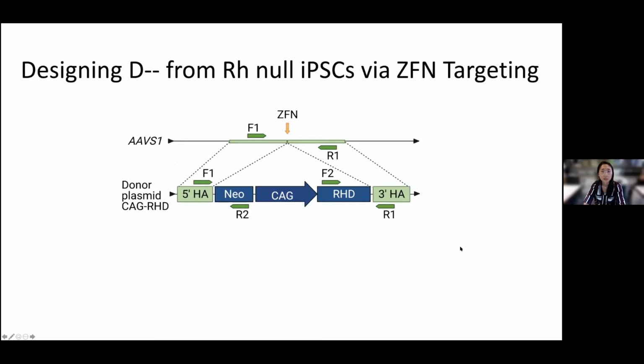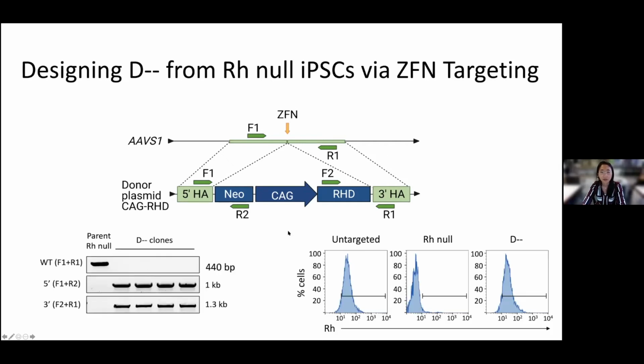And then using the RH null iPSCs as a background, we reintroduced RHD into the AAVS1 safe harbor locus. We screened using PCR again, and then when we differentiated our cells and then looked for RH on the cell surface, we saw that RH expression was restored, whereas the RH null cells that were used as the parent did not have any RH on the cell surface.